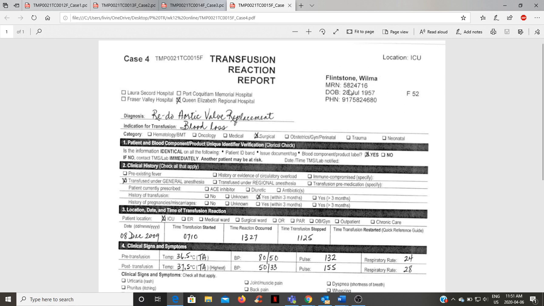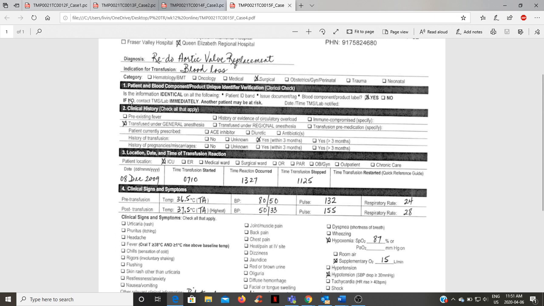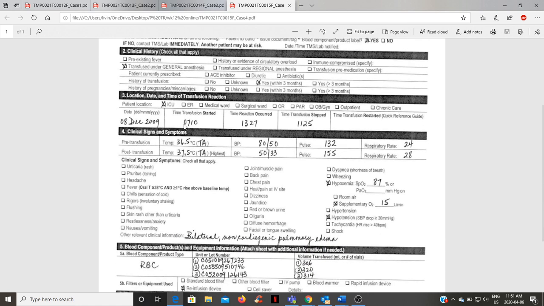Now we have Wilma Flintstone. She's in ICU. She's having a redo of her aortic valve replacement, lost a lot of blood, getting a transfusion. Oh, I skipped number 1. So number 1, everything's identical, no mistakes made. That's good. Transfusion started at 7:10. Time of the reaction occurred was 13:27. But the transfusion was already done. So this is a couple hours later.